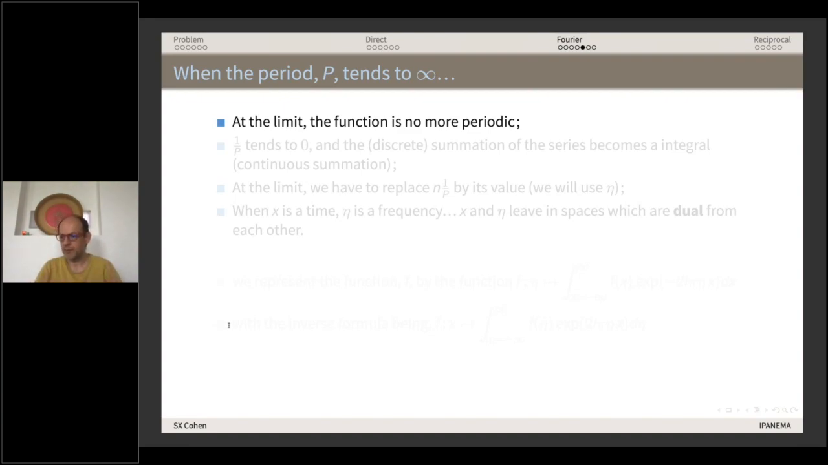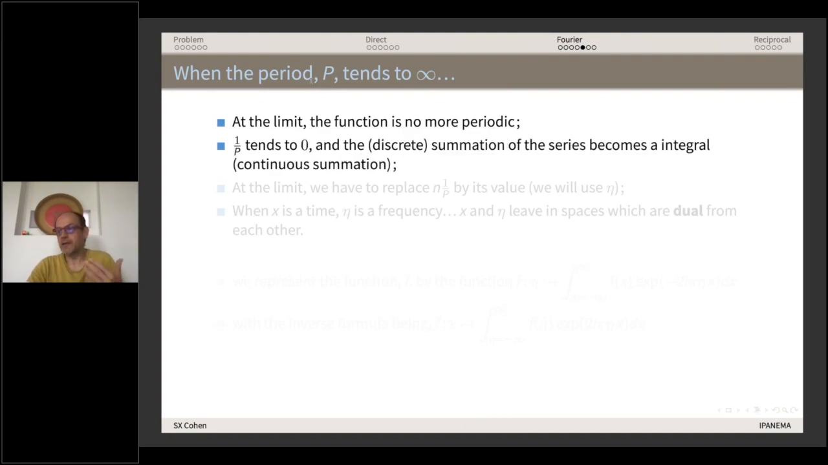So by pushing up the period, I'm taking something repetitive and taking apart the repetition, so that at the limit I end up with a unique object. That's what I'm doing by pushing the period to infinity. At the end, when the period is infinite, which doesn't happen but at the limit, we have just a unique object. It's not periodic anymore. And when the period tends to infinity, 1 over the period tends to 0.